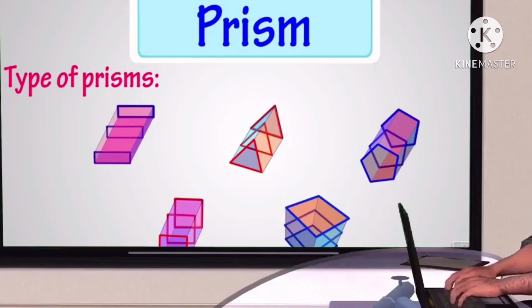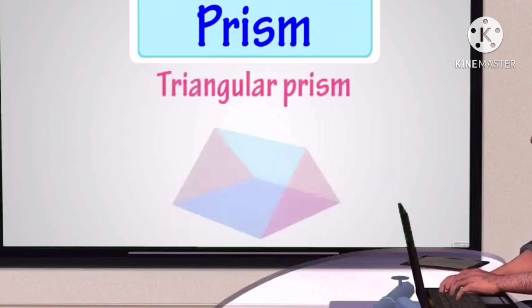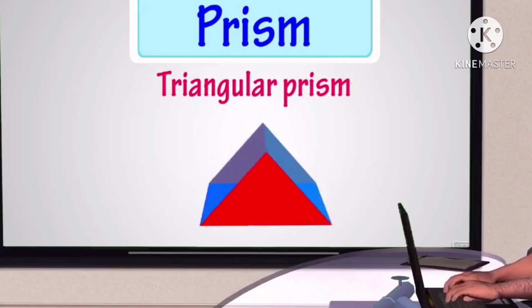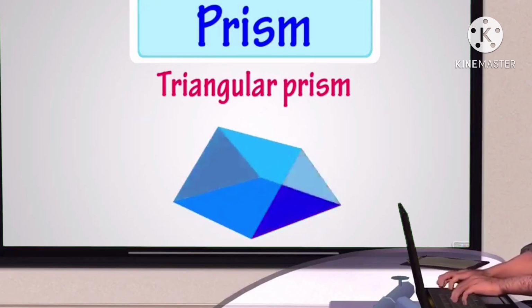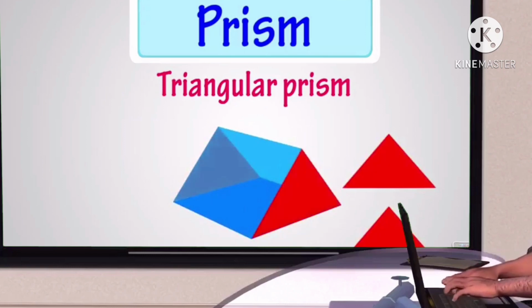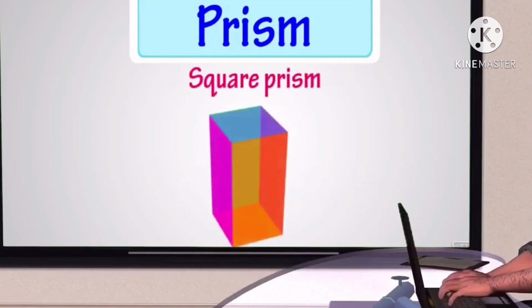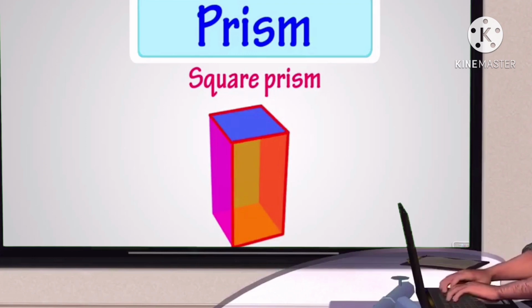Let's see. First one is the triangular prism. This is a triangular prism because its top and bottom faces are triangles in shape, and all other faces are rectangular. Another type of prism is a square prism because its top and bottom faces are square in shape, and all other faces are rectangular. This is the same as the cuboid shape.